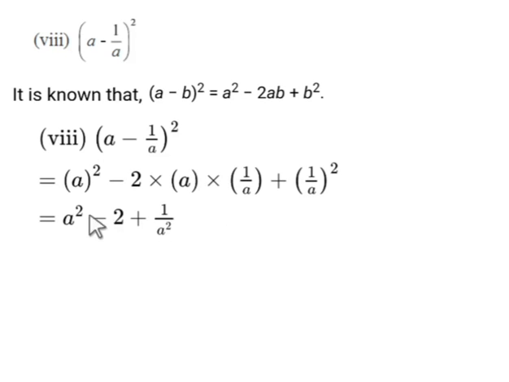Hence the answer is a square minus 2 plus 1 upon a square. Children, here we have completed question number 1.